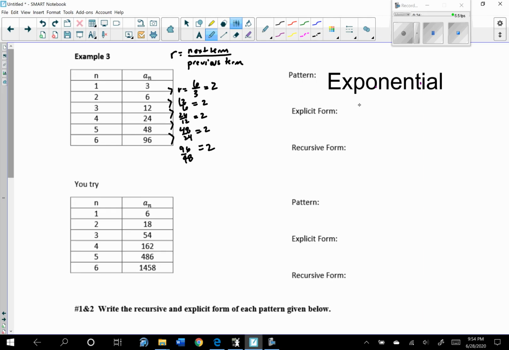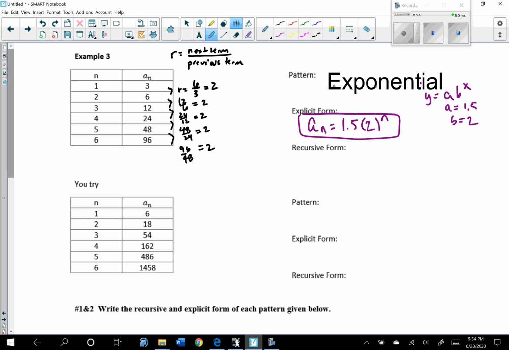So recall exponential, y equals a times b to the power of x. So we just said that a was equal to 1.5, b was equal to 2. So we have to use our correct form. A sub n is equal to my 1.5, so my a value, times 2 to the power of n.